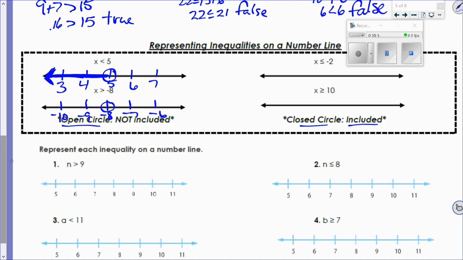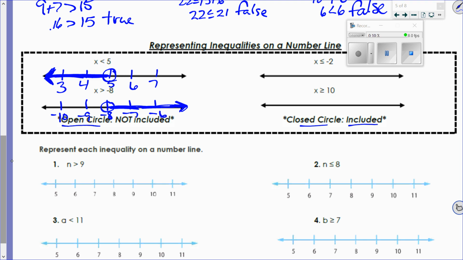Okay? Is negative 9 greater than negative 8? No, so it means it doesn't go to the left. Instead, it goes to the right. And if you want to verify that with yourself, try the next one up. Is negative 7 greater than negative 8? Yes.